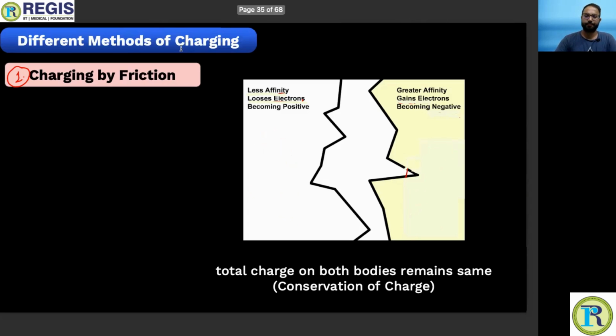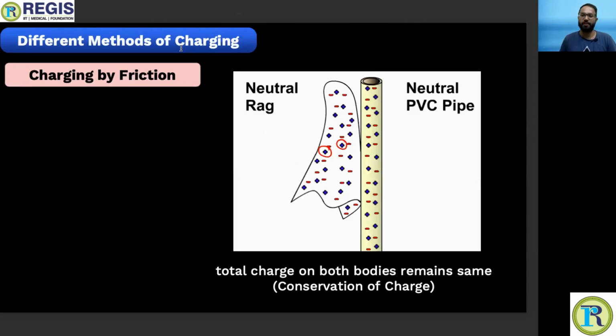Clear? So let me give one example. One is a neutral rag and the second is a neutral PVC pipe. Now when we rub the neutral rag with the PVC pipe, one of them will lose its electrons, and the second will gain extra electrons.